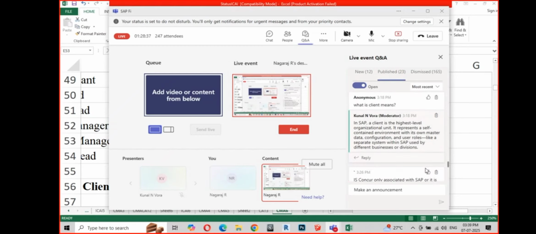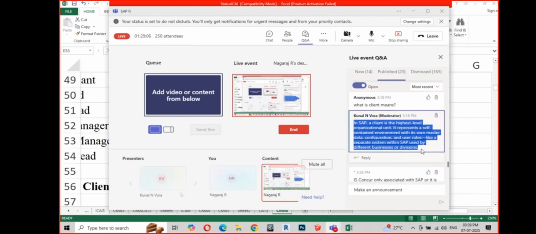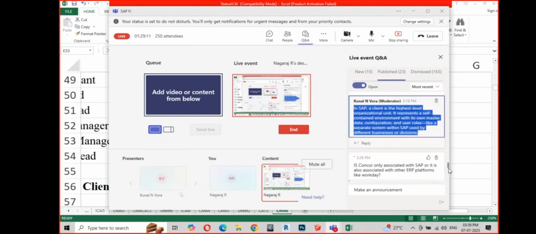Kunal, good explanation about the client, but please ask them if they have understood. Sure, sir. Wonderful explanation of what is a client. Thank you, Kunal. Students, have you read Mr. Kunal's answer to what is a client? I will copy this, and please answer back whether you have understood or not.